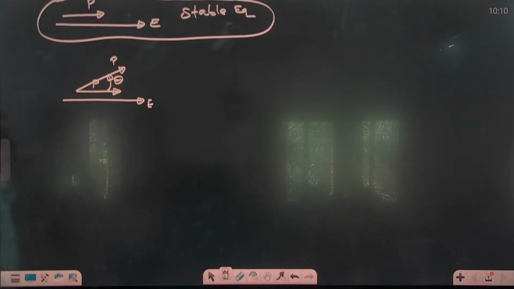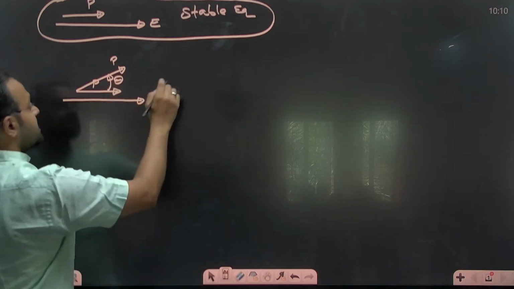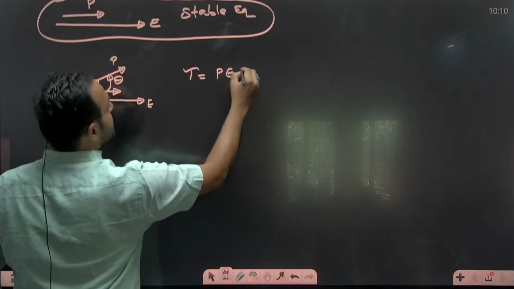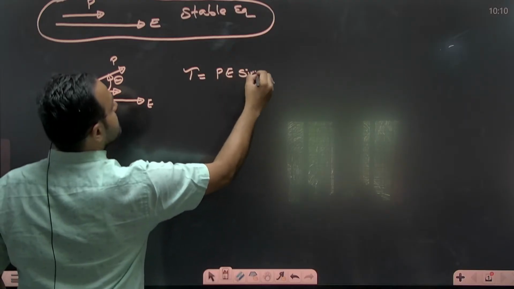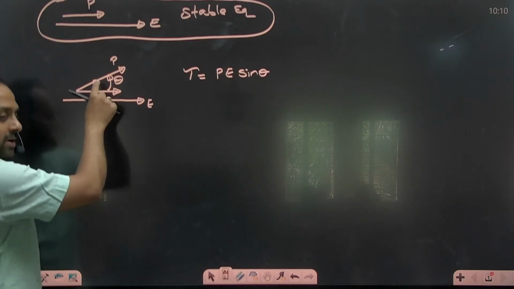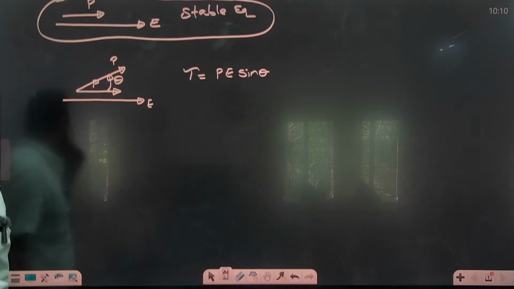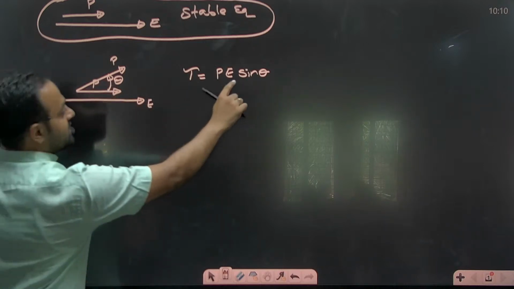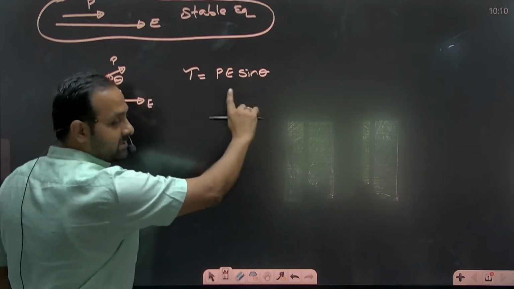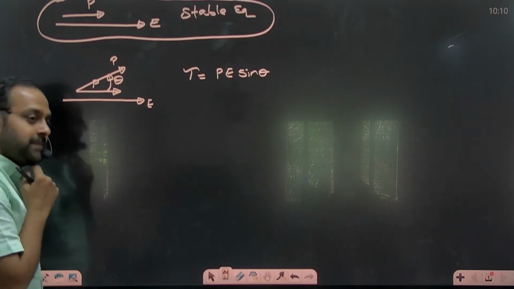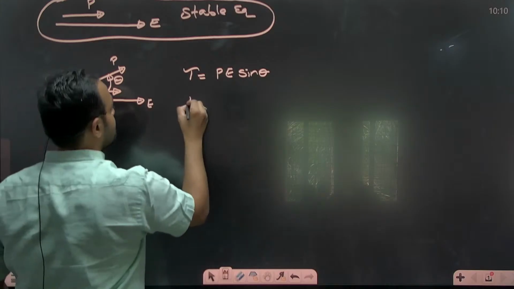Now what is the torque that it experiences? Torque will be equal to P into E into sin theta. Now any simple harmonic motion is generally written for small displacements or small oscillations. So in this case, if this theta is very small, generally this sin theta is written as theta. But instead of plus theta, we will write it as minus theta. Why will we write it as minus theta?